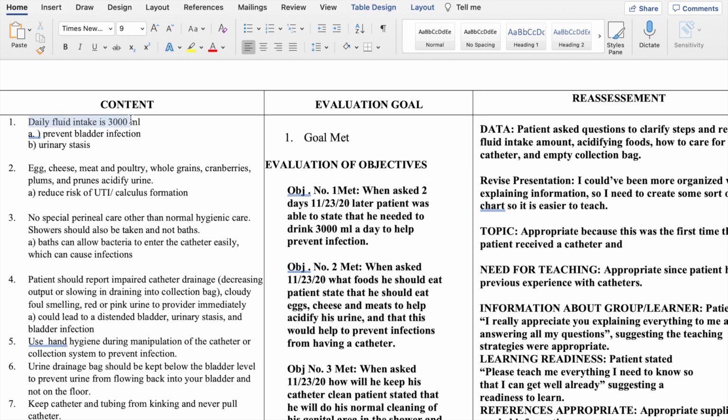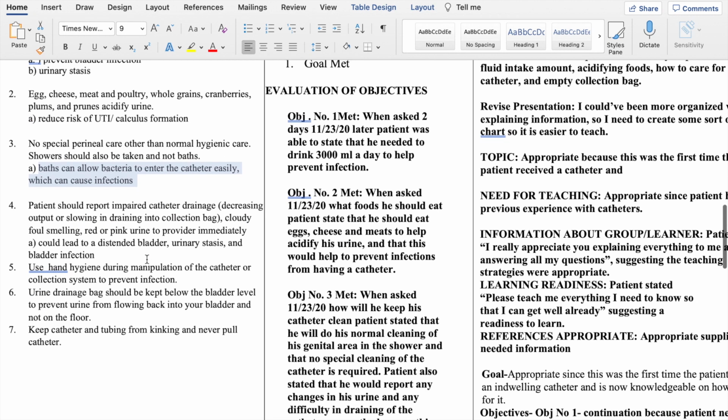You want to know the daily fluid intake so you can prevent bladder infection and urinary stasis. And then I also have no special perineal care other than normal hygienic care. Showers should also be taken and not baths. And then I have the reason: baths can allow bacteria to enter the catheter easily, which can cause infections.